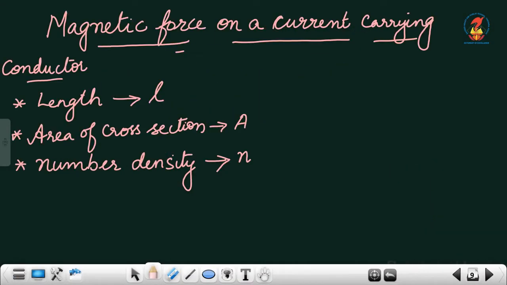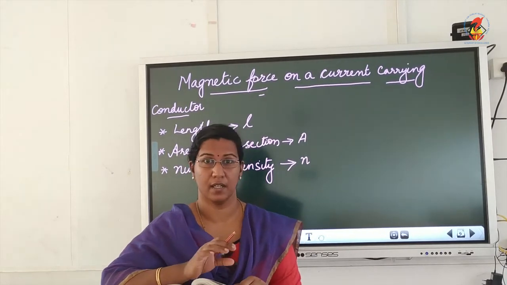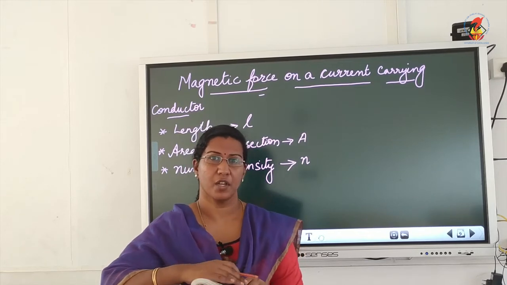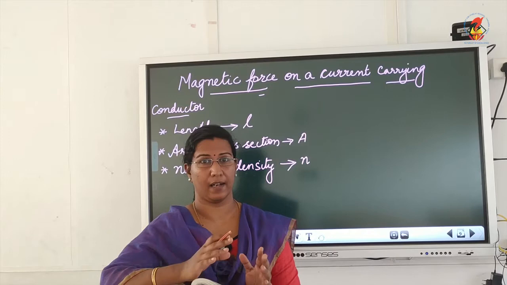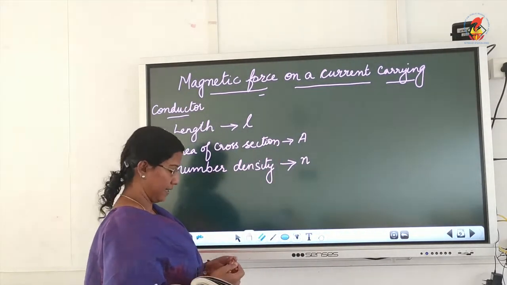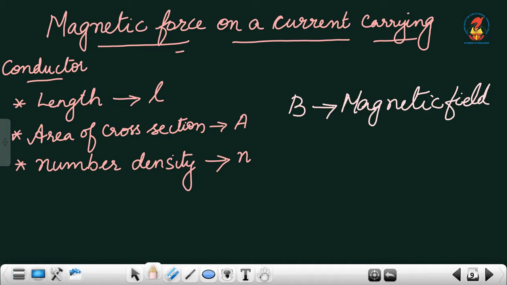Students, in this video we are going to see what is the force experienced by a conductor when it is placed in an external magnetic field. Imagine you have a conductor of length L and area of cross section A placed in a uniform magnetic field B. It is a conductor, so it will contain n number of charges.